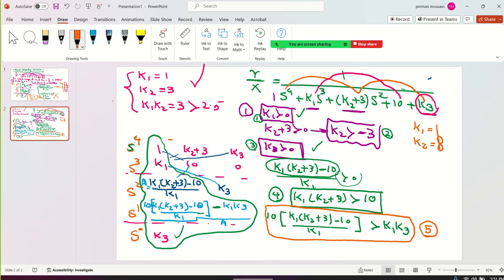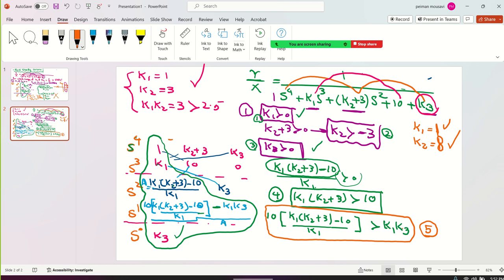8 plus 3 is going to be 11. 11 by 1, 11 is greater than 1. So these two work until this point. So K1 is 1, K2 is 8. Got it?